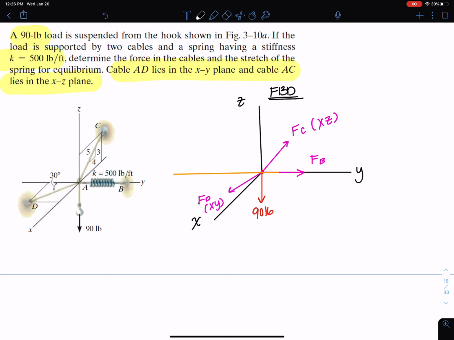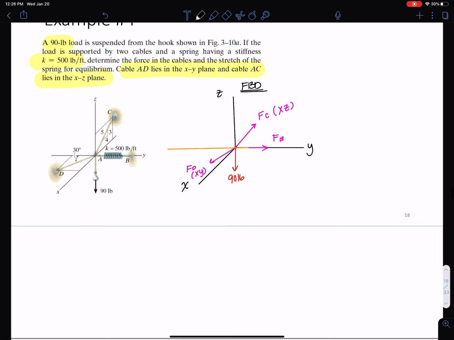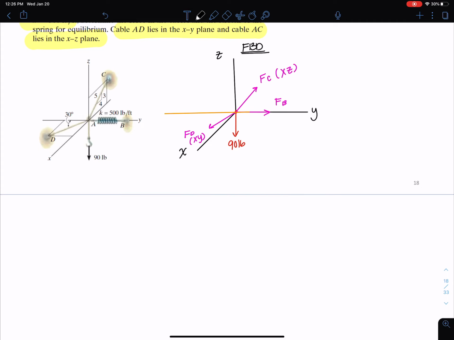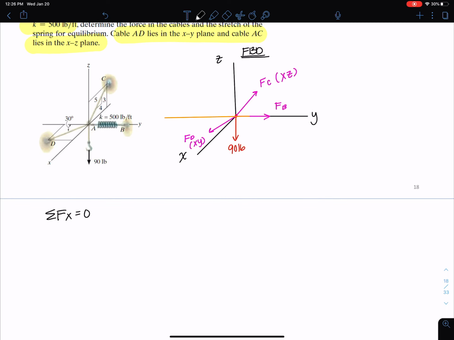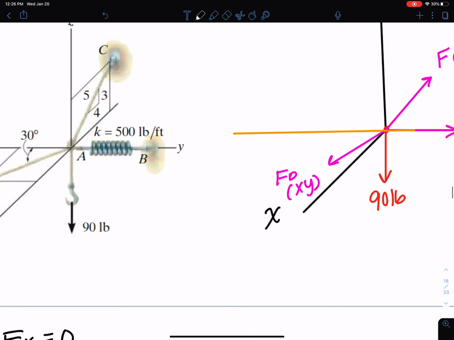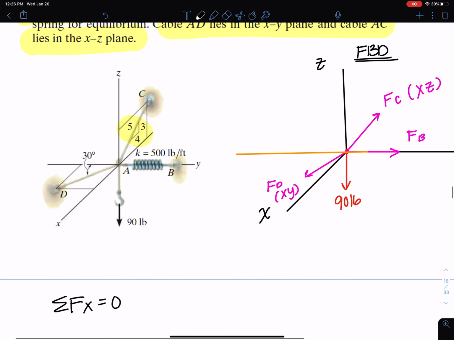we can go ahead and start summing our forces, right? So now we have our 3 equations of equilibrium that we get to use. I'm going to start here with the sum of forces in the x direction and set them equal to 0. So which forces do I have in the x direction? Well, I know that FC acts in the XZ plane, so I have to have a component of that in the x direction. For FC, I know just from the picture, we're dealing with a 3, 4, 5 triangle.